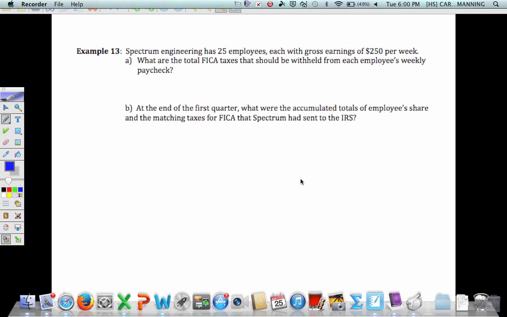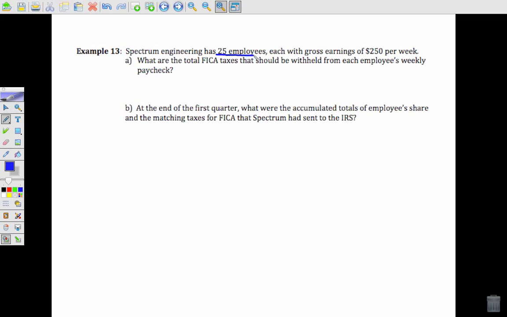All right, example 13 says Spectrum Engineering has 25 employees, each with gross earnings of $250 per week. What are the total FICA taxes that should be withheld from each employee's weekly paycheck? So we have two things to figure. We're going to figure Social Security. I'm just going to abbreviate that SS.